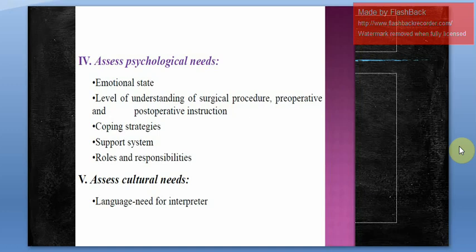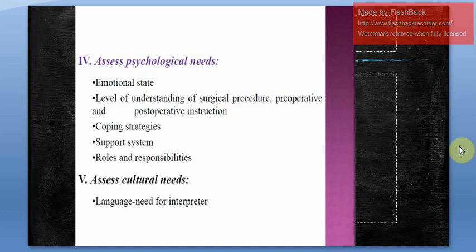Next is assess psychological needs of the patient. Now, most of the time, a person who is going to undergo surgery will be very anxious, or very fearful regarding the surgery. So, assess the emotional status of the patient. What are his coping abilities or support system? Whether he's getting adequate support from the family. All this has to be assessed.